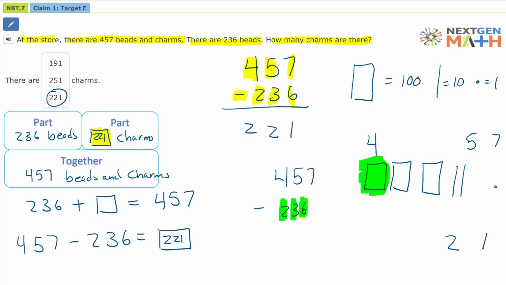There goes the first square. There goes the second square. How many squares do we have left, or how many groups of 100 do we have? 221. So 2 ways to get this answer. We can use our numbers and place value, and we can also use our base 10 blocks or our drawings.